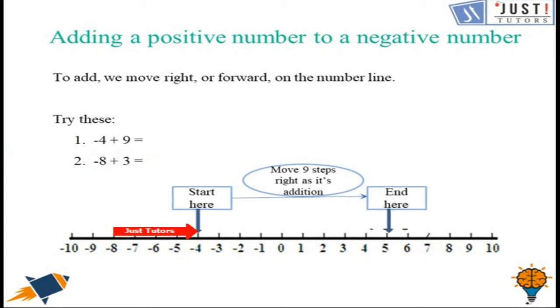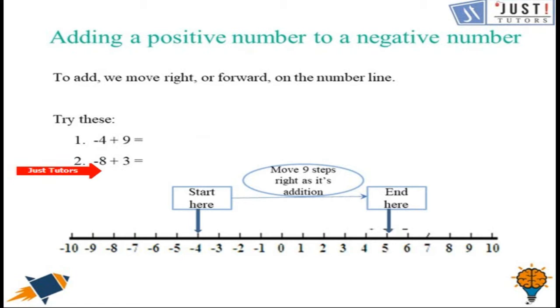We'll start at the number negative 4, and because we are adding, we'll take 9 jumps, or count forward 9 steps towards the right on the number line. We'll start from here, take 9 jumps, and land at the number 5, and that's your answer. So instead of starting at a positive number, you're starting at a negative number, which is left of 0 on the number line, and as you're adding, you still count forward to arrive at your answer.